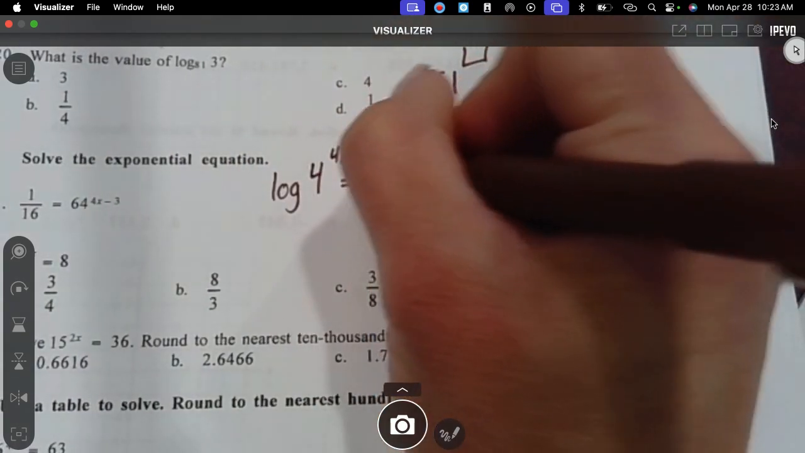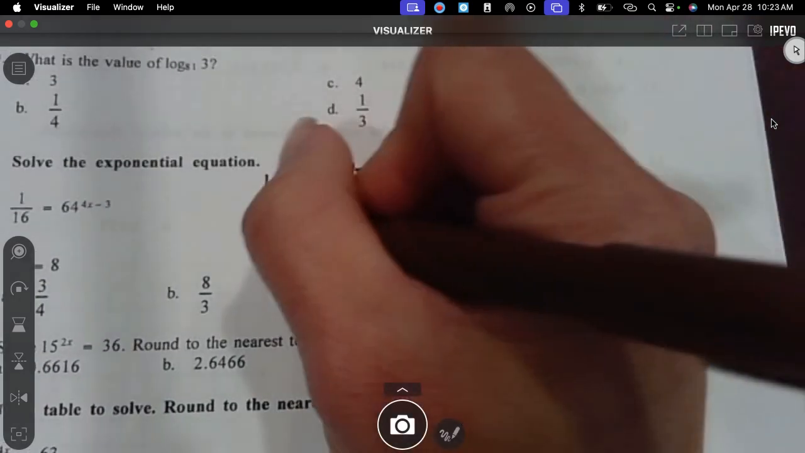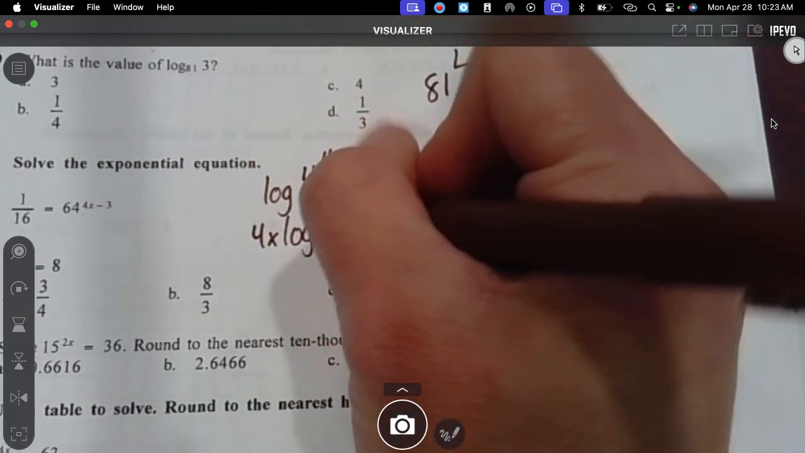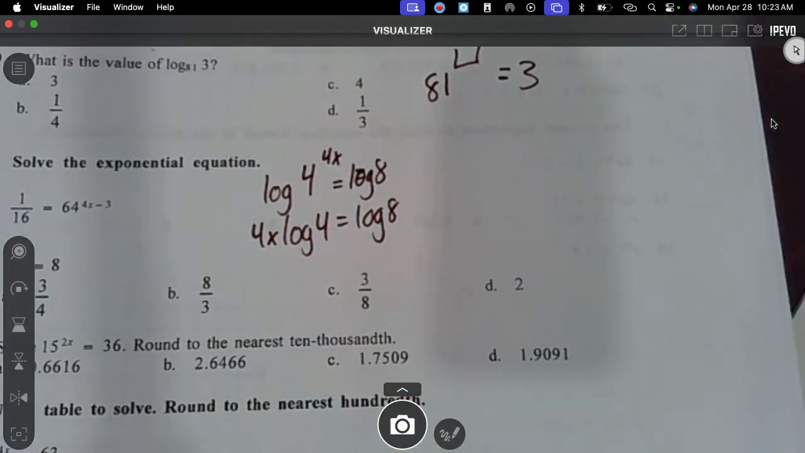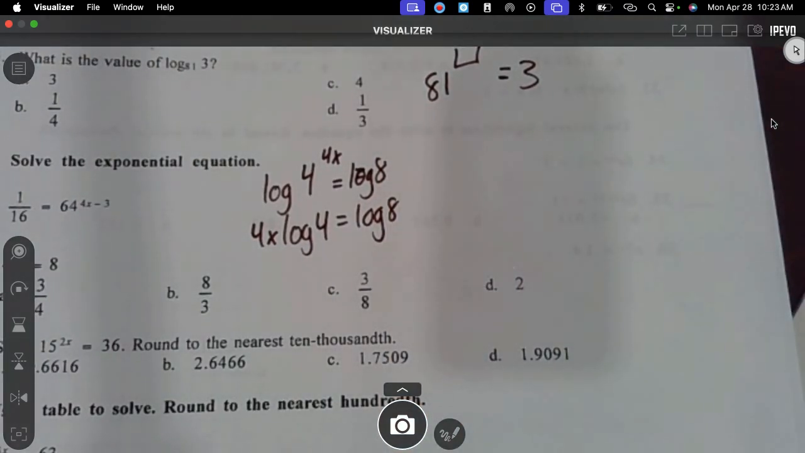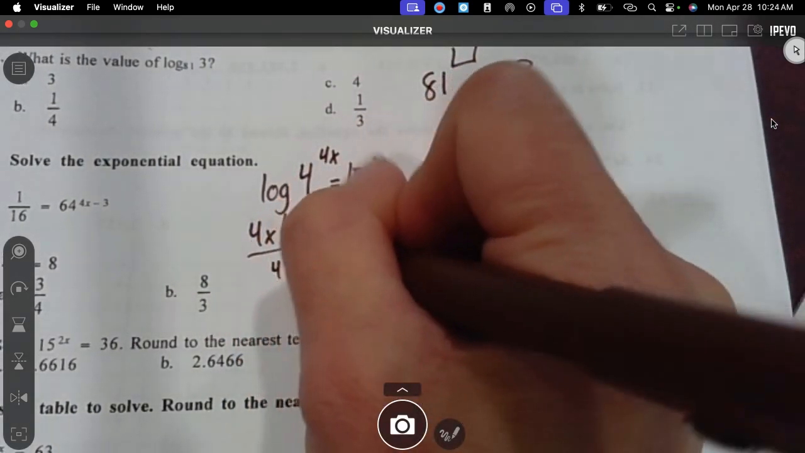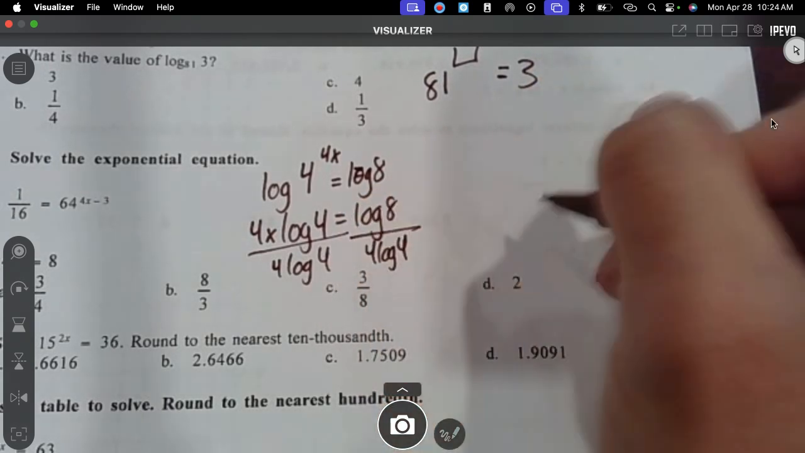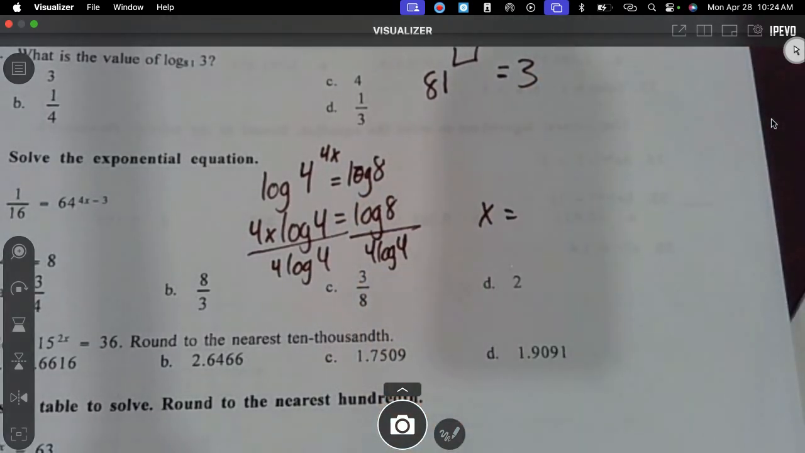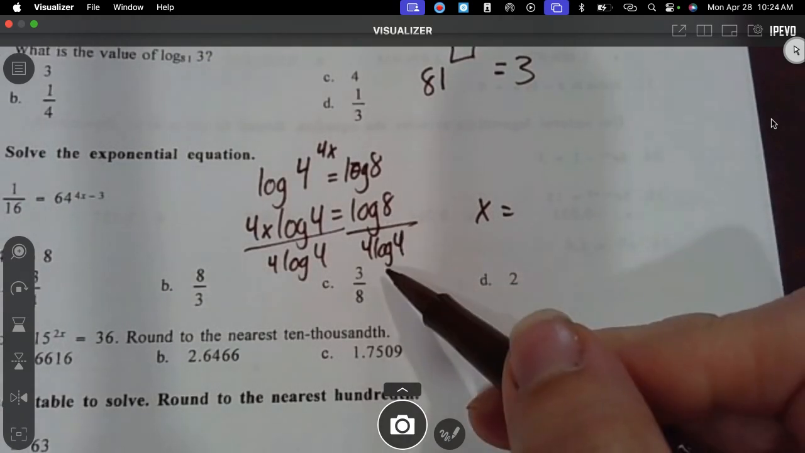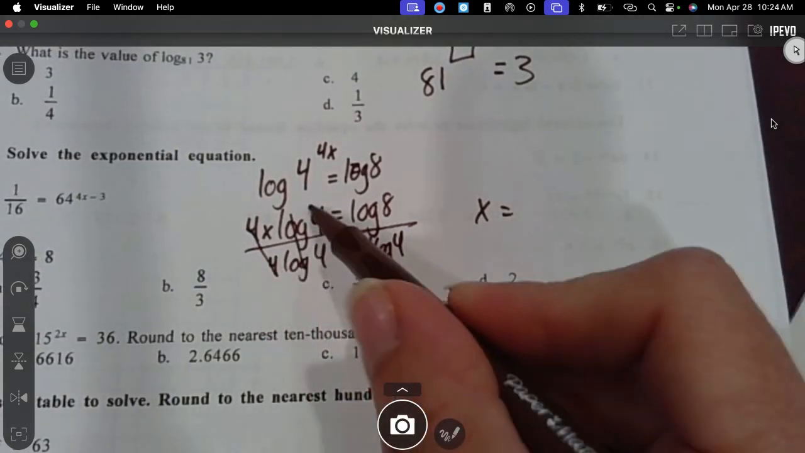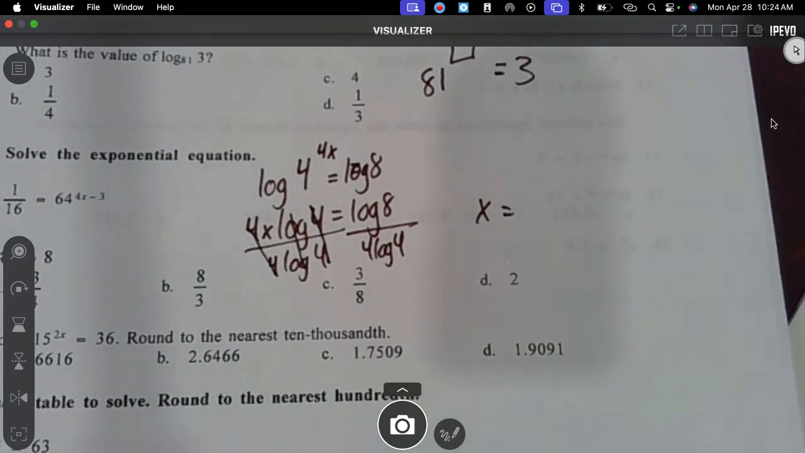Everybody good with that? You gotta move your 4x. So now our 4x can come out front. 4x log 4 equals log 8. Now, there's our x. X is being multiplied by 4 log 4. So what's the opposite of multiplying by 4 log 4? Divide. And we just type it in our calculator. You're going to do log 8 divided by 4 log 4, because these cancel out.